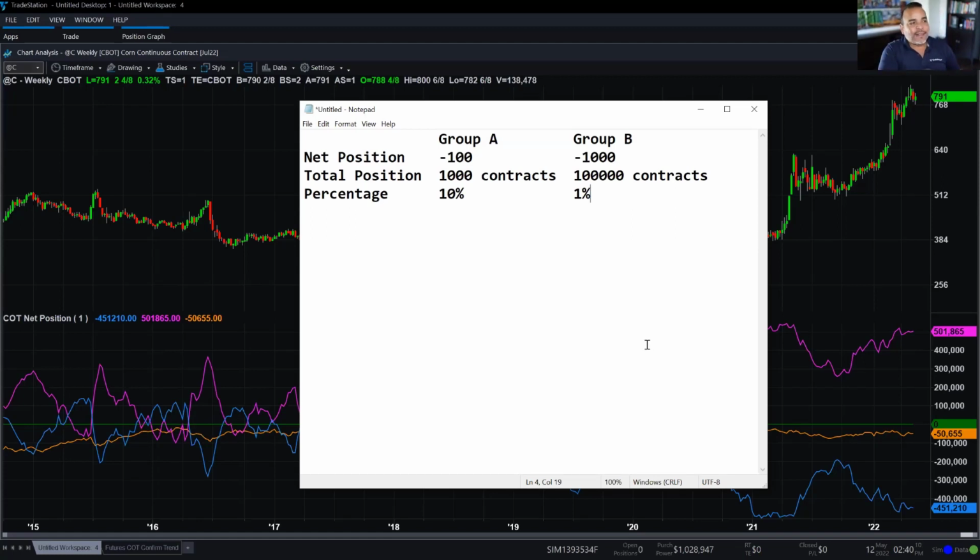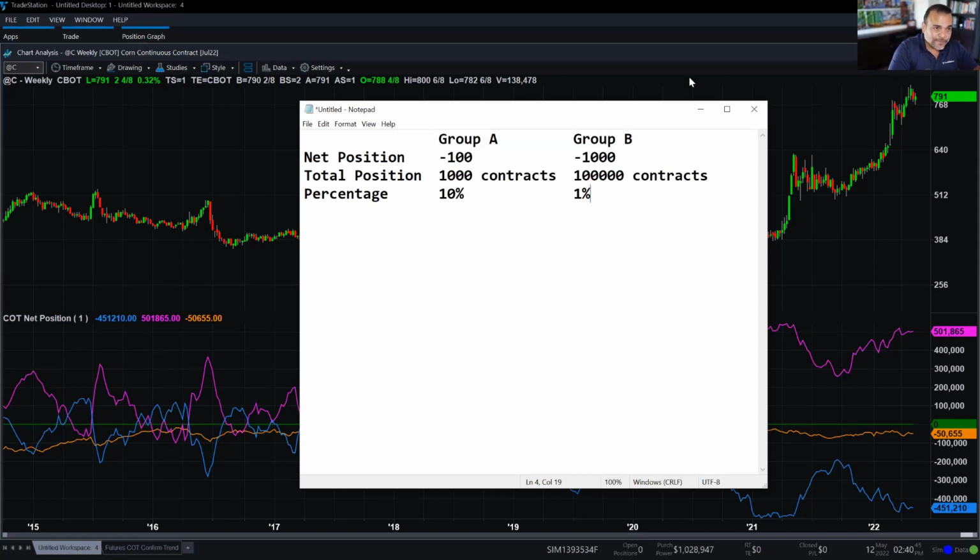So by looking at the net position, it could be interpreted that group B has the bigger short position. But when you look at the total contracts, group B is only 1% short. If I look at group A, they have a smaller position, so 10% of group A is short. You know what I'm saying? So even though the net position may be higher, it doesn't mean anything until you know the starting point.